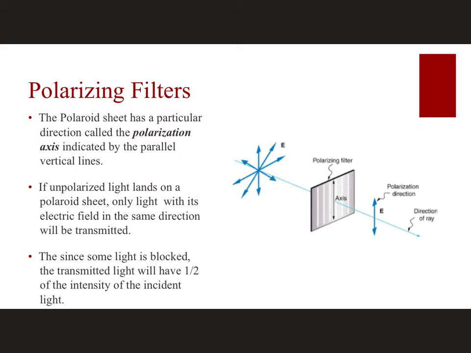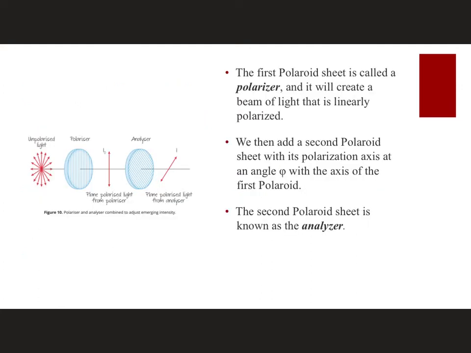Because it's only letting through the vertical component, because that's the direction of my polarizing filter, of all the light that I have incident on my polarizing filter, only half of the intensity is going to get through. Now, if I have more than one of these polarizing sheets, I can do a lot of really cool things.